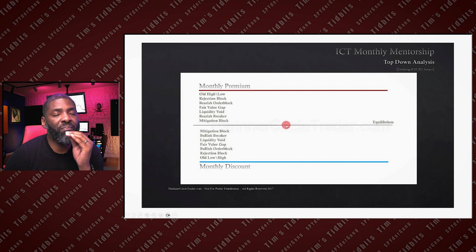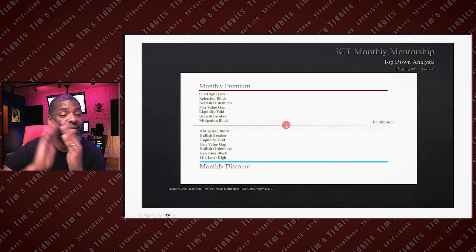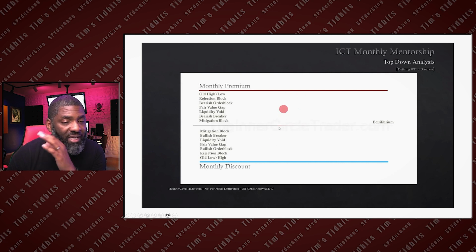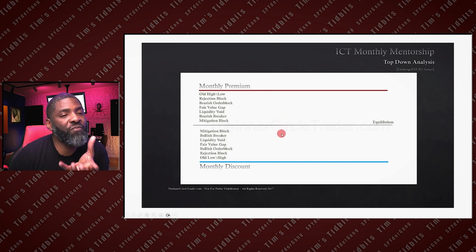At equilibrium, the market can move in either direction. You're in between the tale of two cities. It can go either direction. So you don't want to force your opinion on anything.